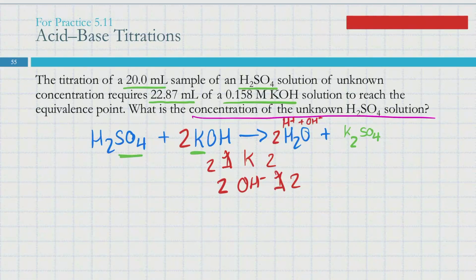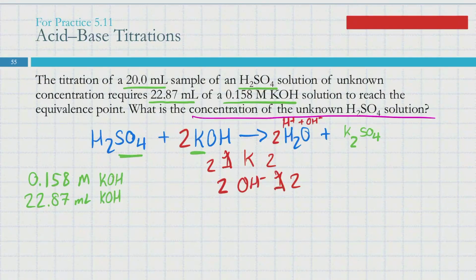Okay, we've got 2 chemicals in this problem. One of the chemicals we have 2 numbers for, the other chemical we have 1 number for. So we're going to start with the chemical that we've got 2 numbers for, the KOH. We've got 22.87 milliliters and 0.158 molar KOH. It doesn't really matter which one of these we start with, but there's one that I would prefer to start with, and it's the one that's the simpler unit.